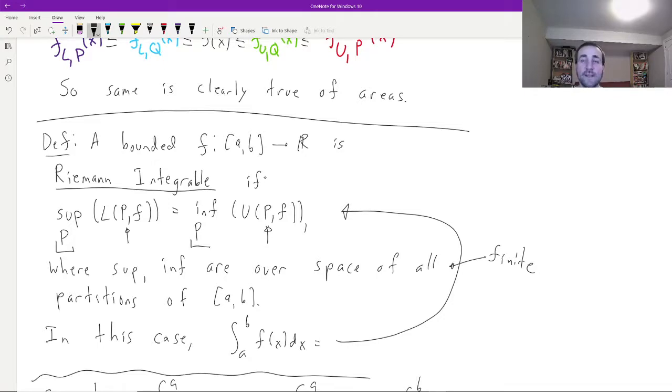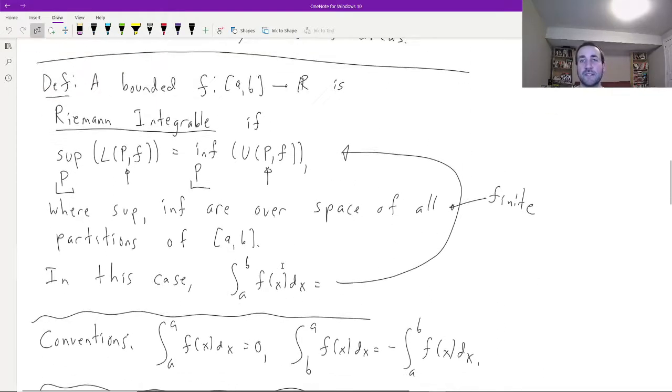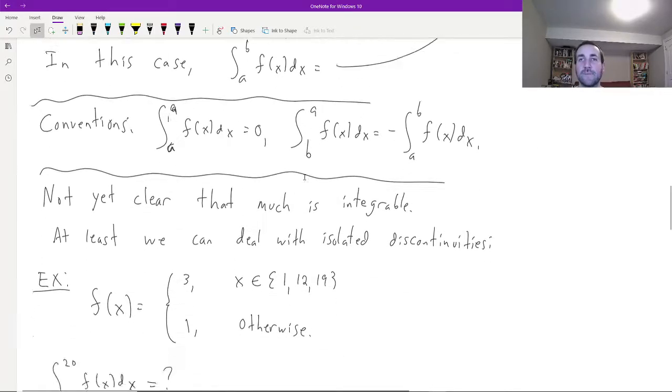Okay. Very similar to what we looked at before in the last video, except in this case, I've allowed any partition instead of the very particular sequence of partitions that I was looking at there. We have a couple of conventions that go along with this. We say the integral from a to a is always 0, and the integral from b to a, if a is less than b, is just minus the integral from a to b. That's just going to make our formulas a lot easier to write down.